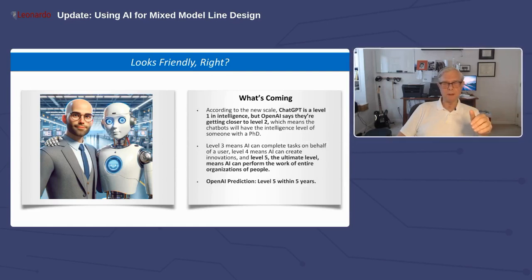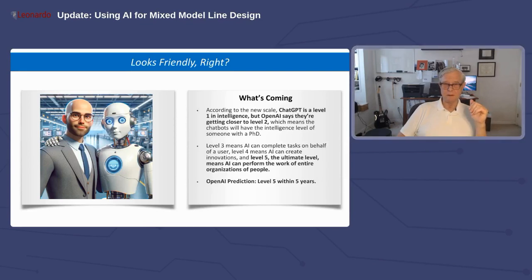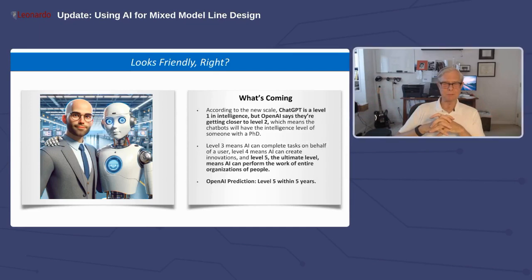A chatbot with level 2 intelligence is about the same level as someone with a PhD or doctorate, higher intelligence. So basically, this is just an incremental improvement over what we have now, but it's going to get smarter, and they're getting closer to what they call level 2.